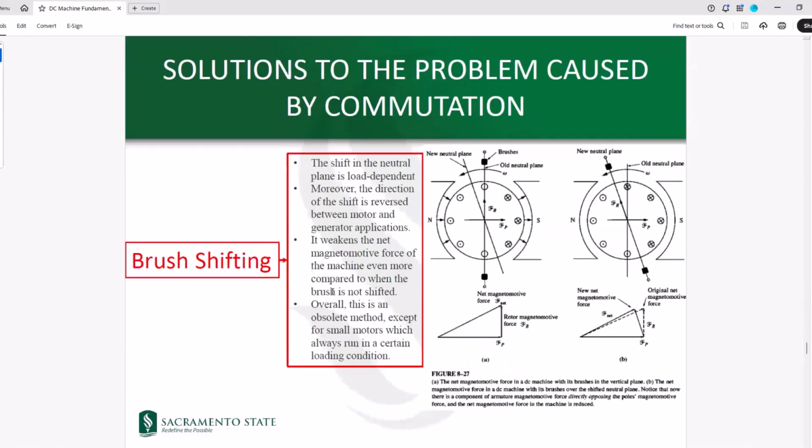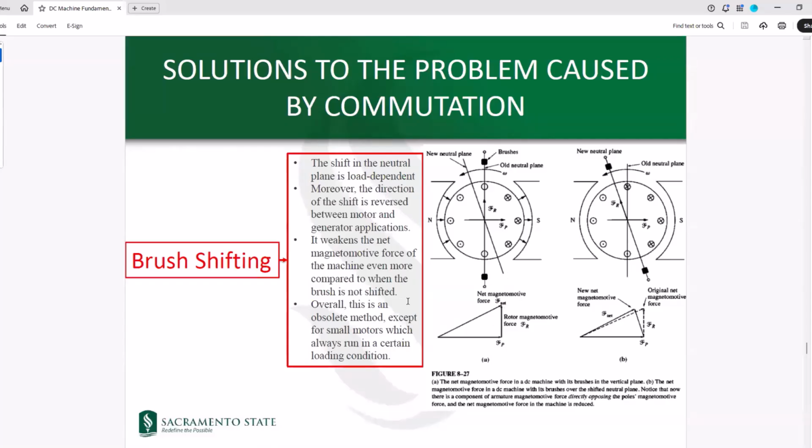In order to correct or solve these issues, there are some methods that do exist. The very first method that could seem reasonable, and was used back in the old days, is to shift the commutator or the brushes a little bit to the left or to the right, depending on how the neutral plane has been shifted. So when you see the shift in the neutral plane, that was the first solution that people came up with.